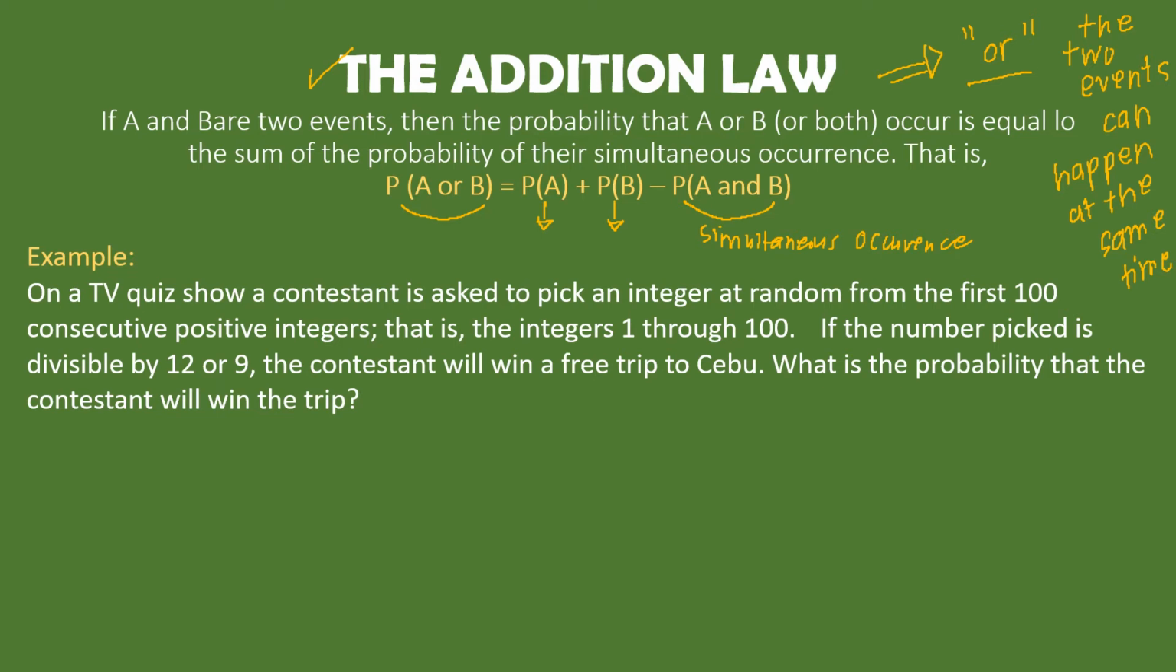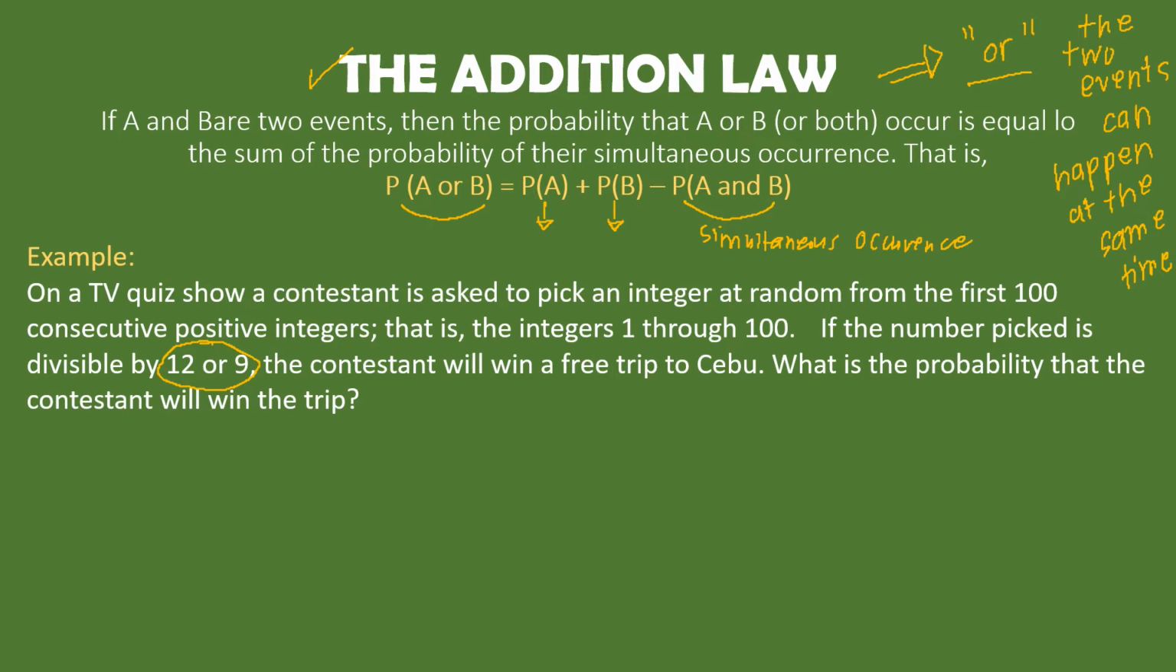On a TV quiz show, a contestant is asked to pick an integer at random from the first 100 consecutive positive integers. That is the integers 1 through 100. If the number picked is divisible by 12 or 9, the contestant will win a free trip to Cebu. The question is, what is the probability that the contestant will win the trip?